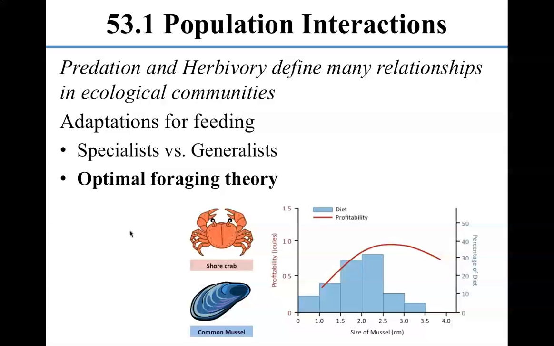If you're a cow, then you have to have a specialized digestive system for breaking down the cellulose in grass, and you have to have the right type of teeth in order to grind the grass up. So we see that all animals have adaptations for feeding, and we can put these into two categories: specialists and generalists. Specialists feed on one or just a few types of food.